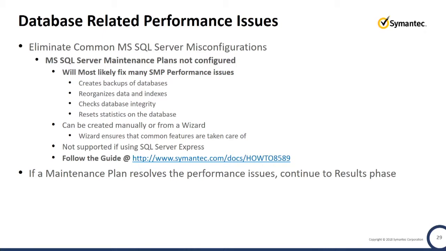Okay, another one is you didn't configure a maintenance plan, right? So that should be a given. You have to have a maintenance plan unless you've got some customized scripting happening in the background. This helps our database a lot. It does a backup, it reorganizes and reindexes, it checks the database integrity, it purges certain areas, truncates. It's just a cleanup, right? So we've always had this guide. It's been around for years and years. HOW TO 8589 will help you set up a maintenance plan that's specific to a Symantec Management Platform machine. And it resolves most of the issues.